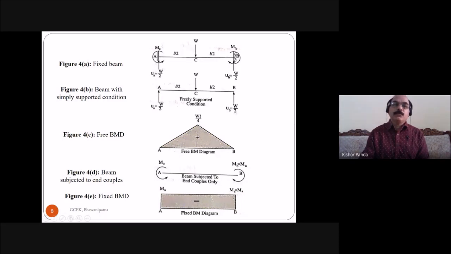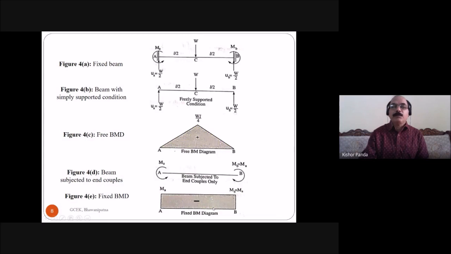This is positive. You have to take this as positive. Free BMD is positive. Then what you have to do? Then you have to take the fixed condition. You only have to consider the fixed end moments, MA and MB, but you don't know this MA and MB. This you have to find out. Due to this MA and MB, you draw the fixed bending moment diagram. Because here MA and MB are both equal, MA is equal to MB is equal to M, that's why the diagram is a rectangle.